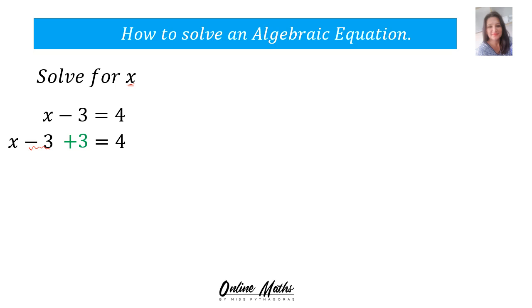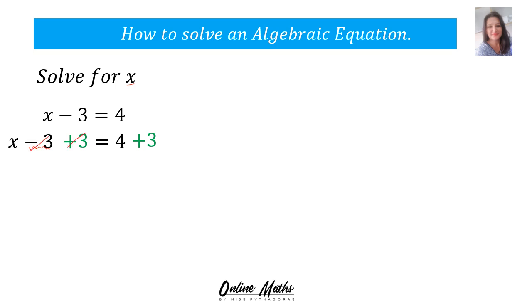Because this is an equation, you have to balance your equation. And that means what you do on the left, you have to do on the right. So when you add plus 3 on the left, you will also add plus 3 on the right. So you are balancing your equation. Now, why did you add the additive inverse? So that you can get rid of the minus 3. You can say negative 3 plus 3 is nothing.